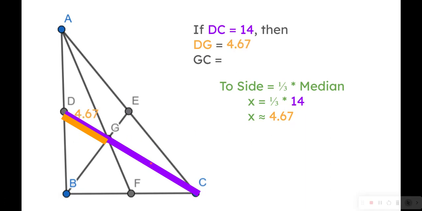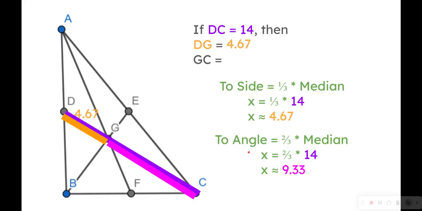If I want to find the other segment, you could subtract that from 14, and that'll get you to the angle, or you could use again one of the formulas, and you will get 9.33333. And you'll notice that they add again to 14.